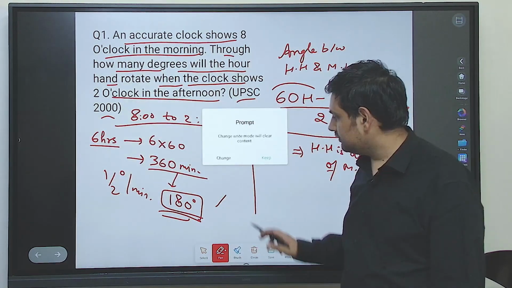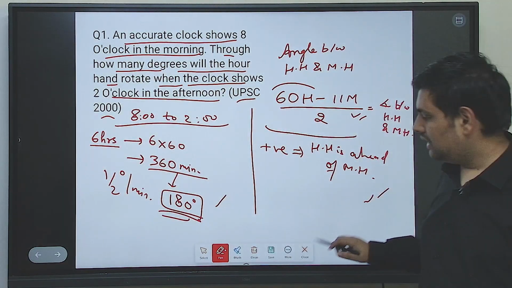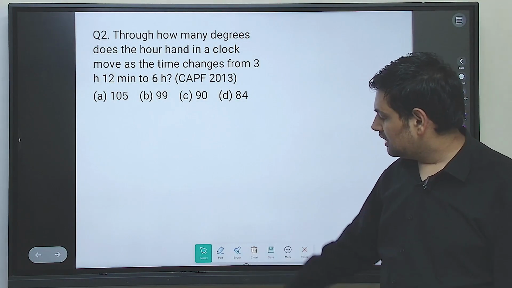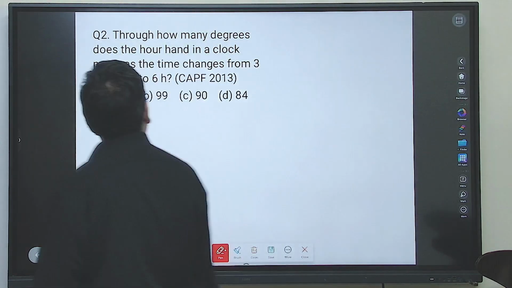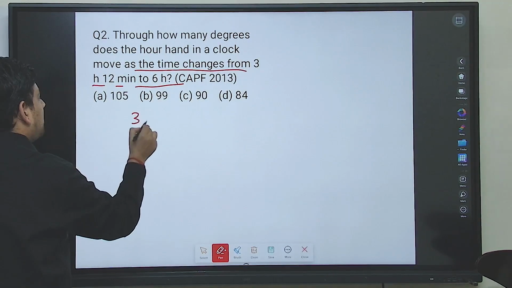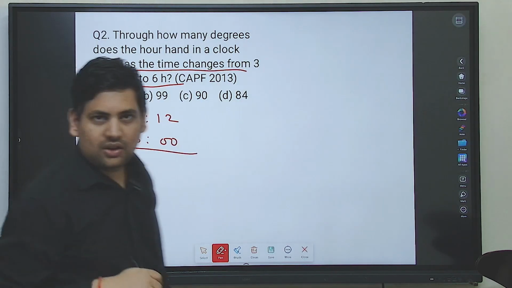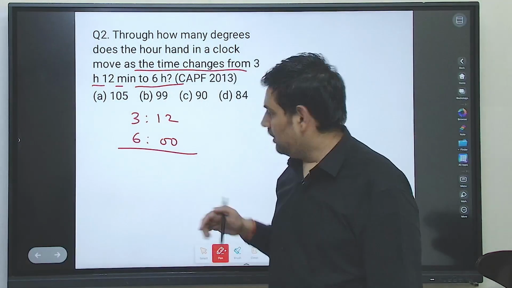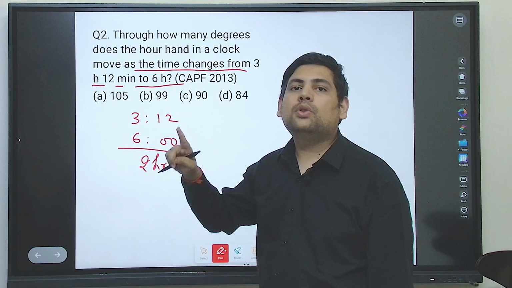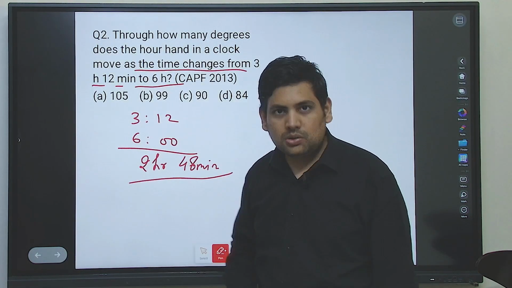Then next, this formula and this convention, please remember. Let's do a similar question: through how many degrees does the hour hand in a clock move as the time changes from 3 hours 12 minutes to 6 hours? Now you have become experts. How many minutes pass in between? Between 4 to 6 there are 2 hours, and between 3:12 to 4, 48 minutes. So 2 hours and 48 minutes.